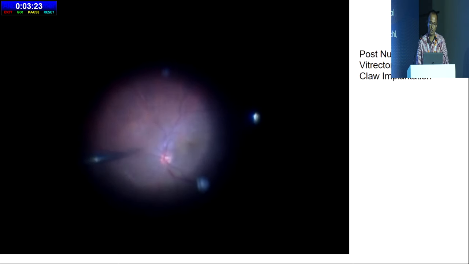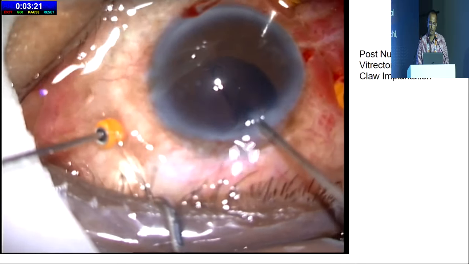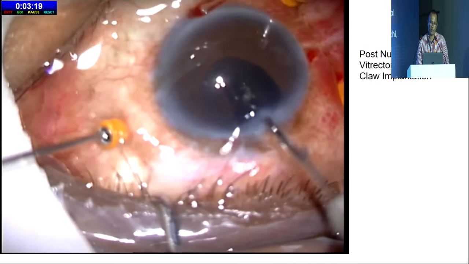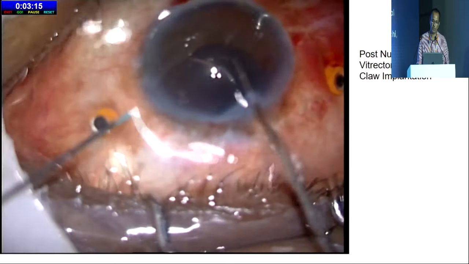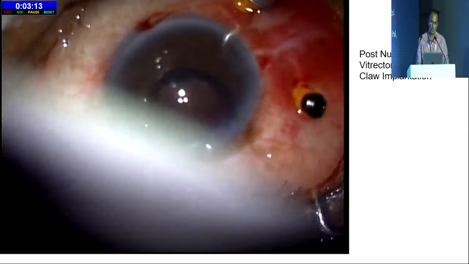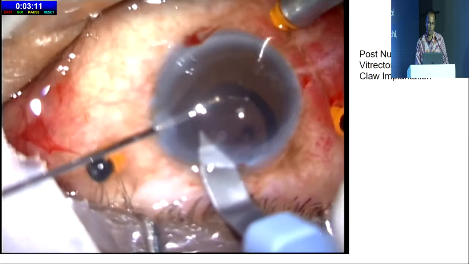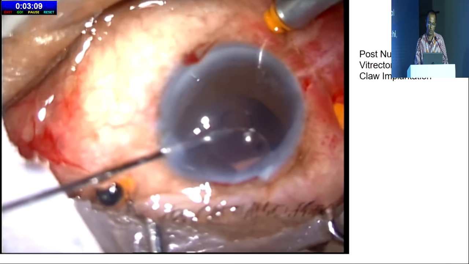So it can be easily done. I'm just using the silicone dipped cannula and active suction in order to lift the iris claw anteriorly. And it is being held, and by a sort of handshake method, it is being transferred into the other IOL holding forceps and is taken out.